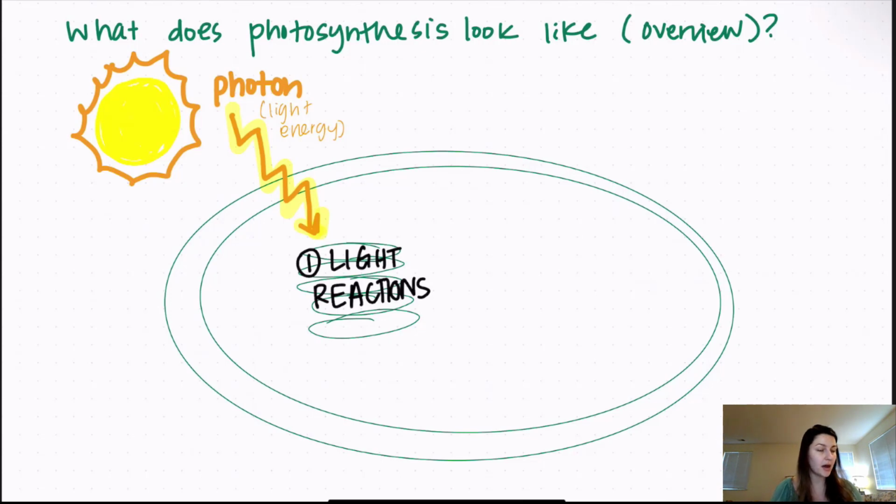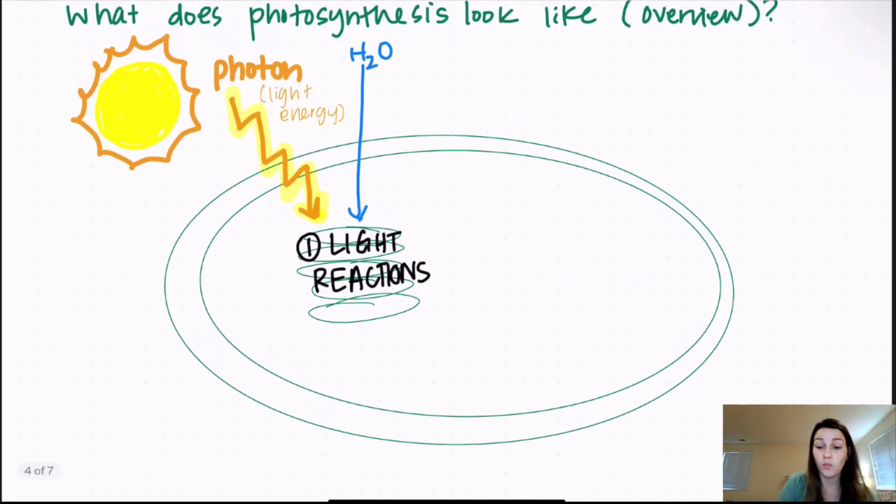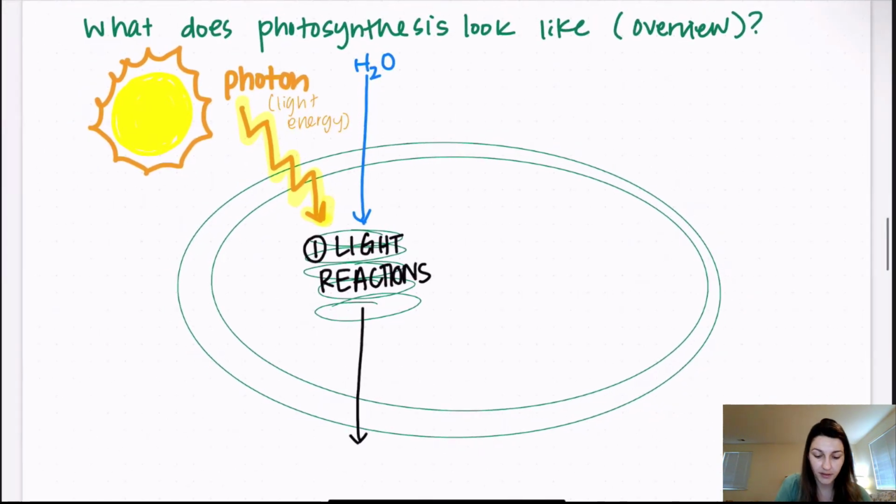But we also get some other stuff too within the light reactions. We also have the addition of water. We also have water coming in, and there's some results from this process. One of those results that's released through the stomata, through those little pores, one of those results is oxygen, O2. That's what's released into the air that we breathe, but we also get some other stuff.